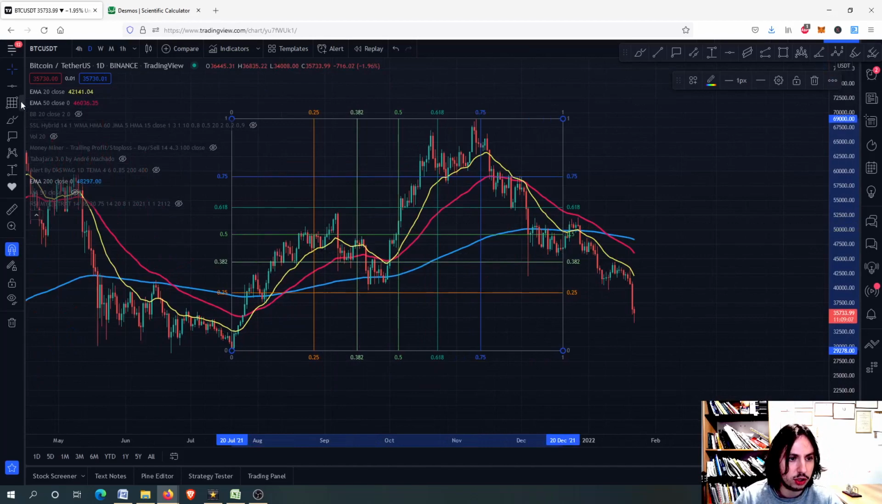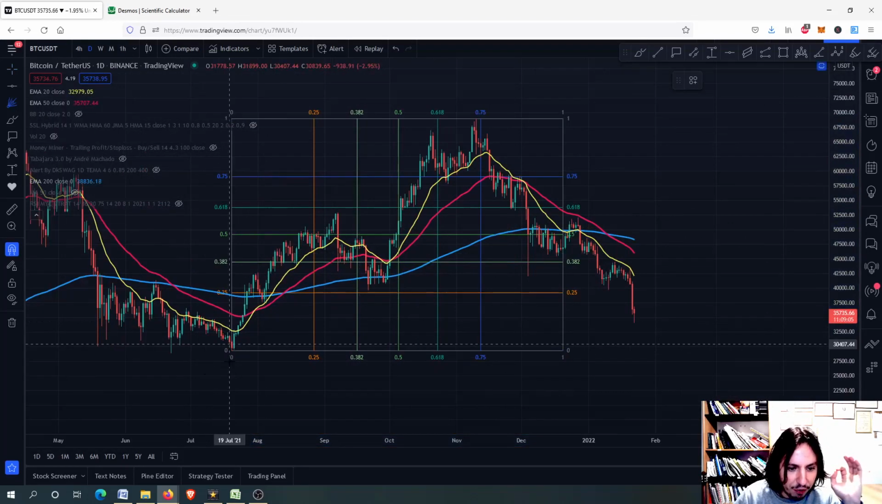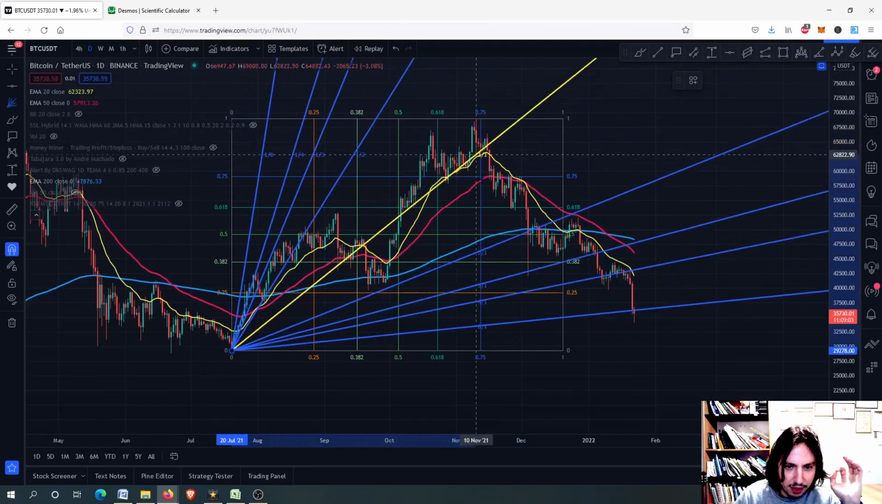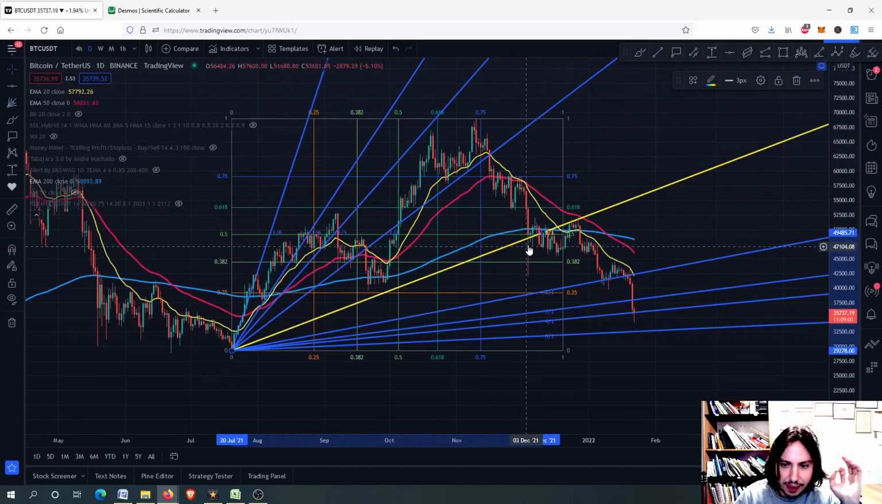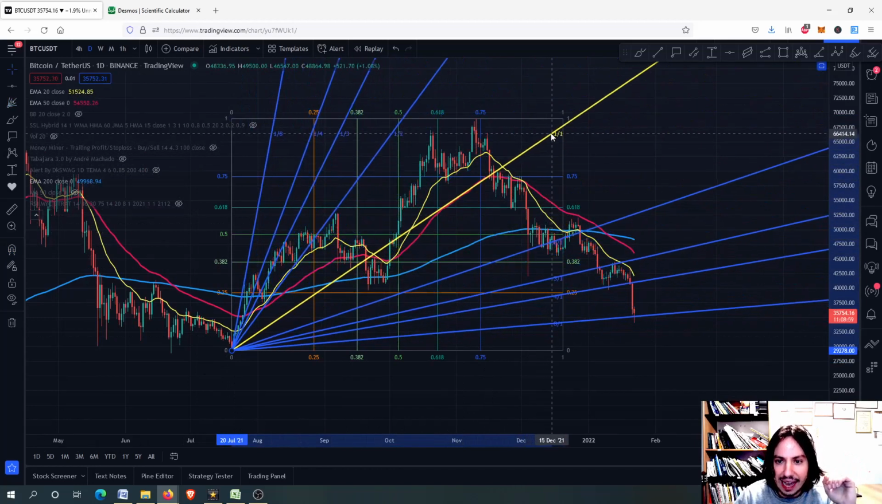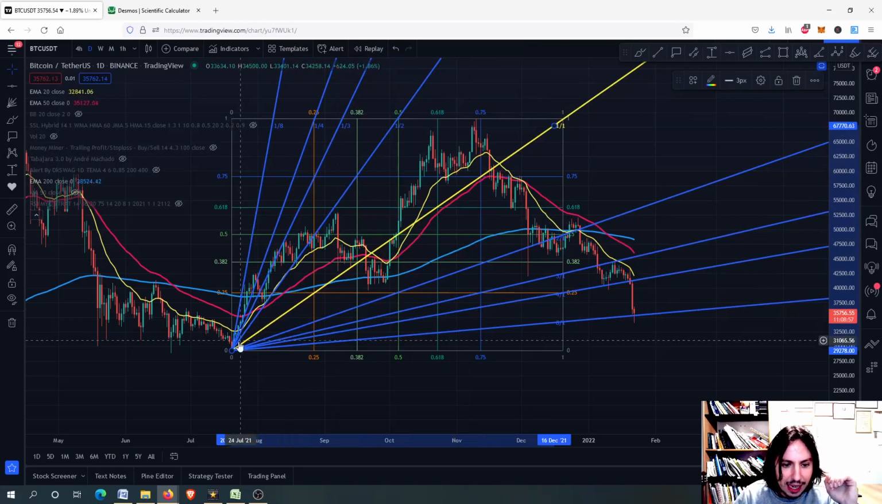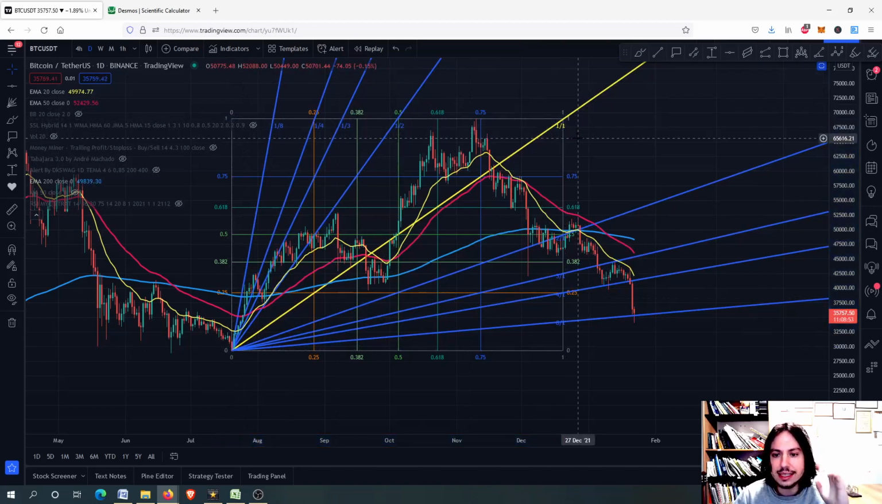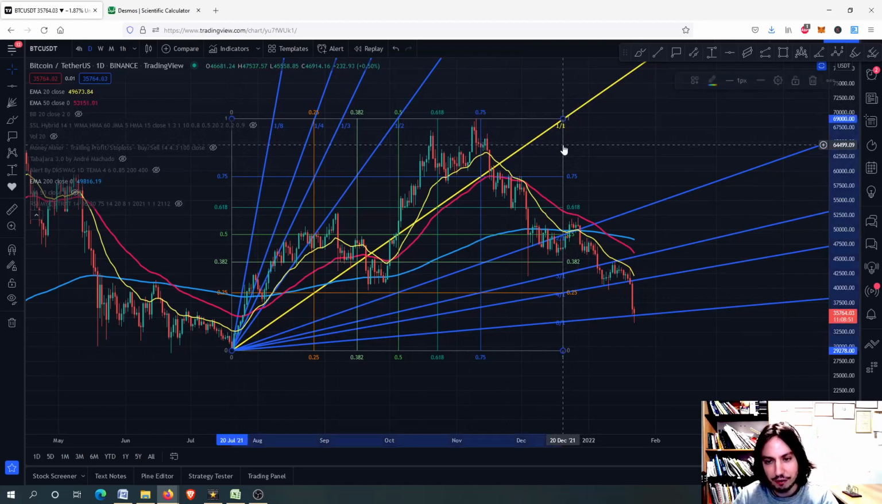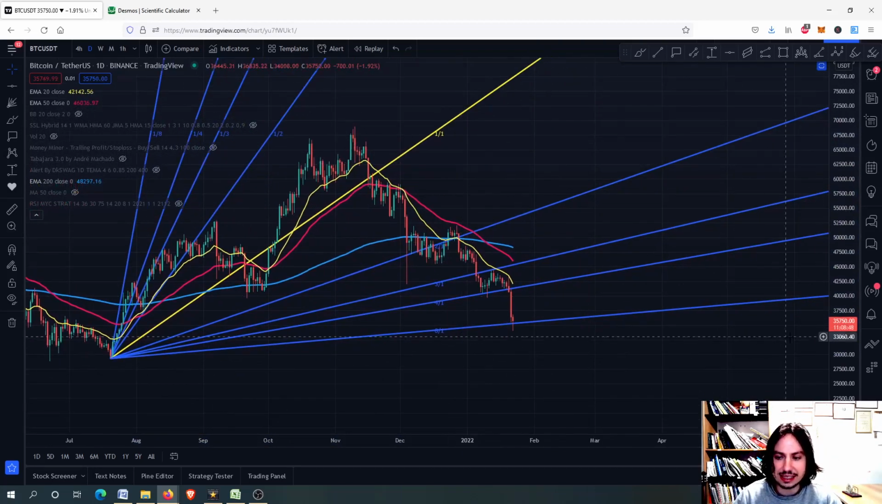And now what we are going to do is draw the GANFAM from this bottom right here, but the 1-to-1 price to bar ratio GANFAM line has to perfectly come across from the bottom left corner to the top right. And this is how you draw the GANFAM and the support and resistance levels.